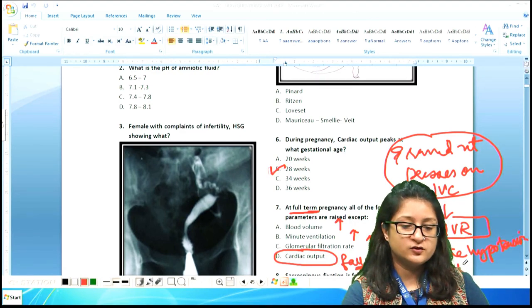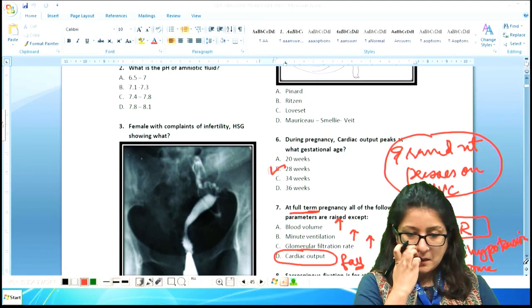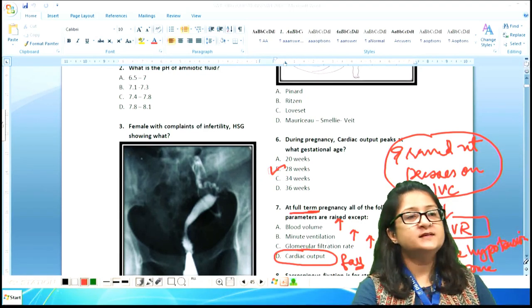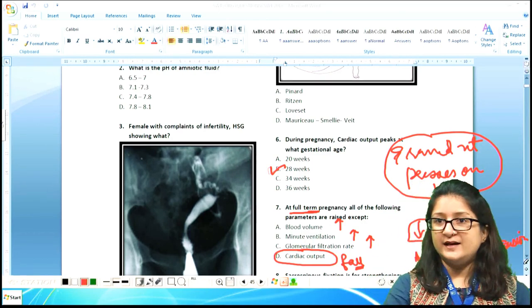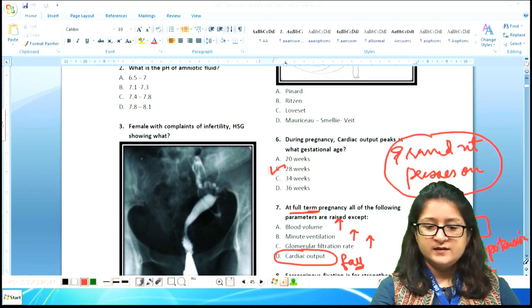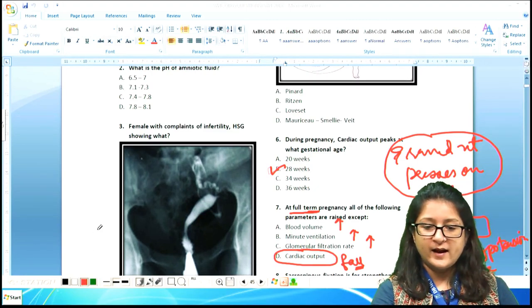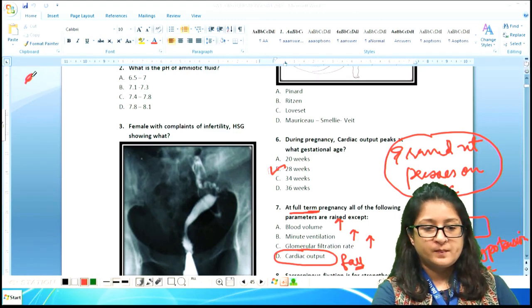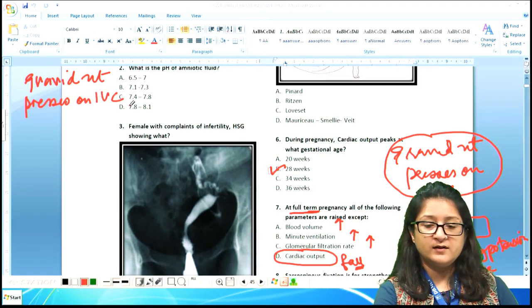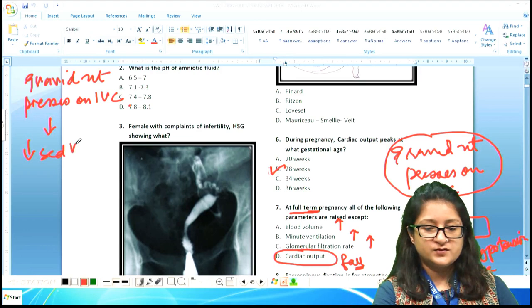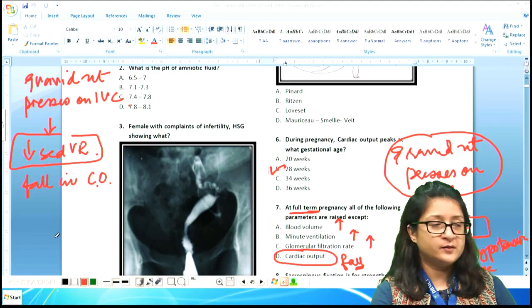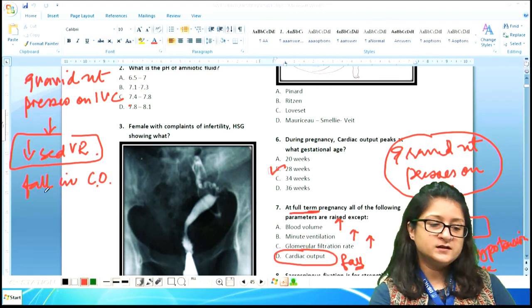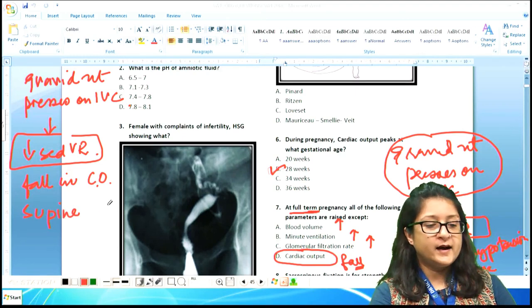This is important: although all parameters are increased in pregnancy, cardiac output slightly falls. What happens is that the gravid uterus presses on the inferior vena cava, which leads to decreased venous return, and that causes a slight fall in cardiac output in the later part of pregnancy, near term. This is also responsible for the supine hypotension syndrome.